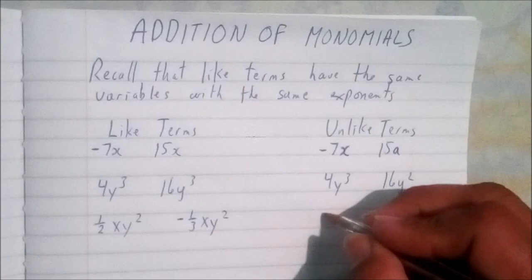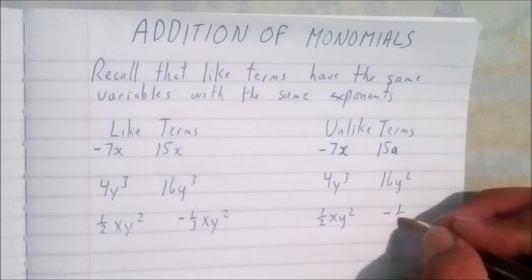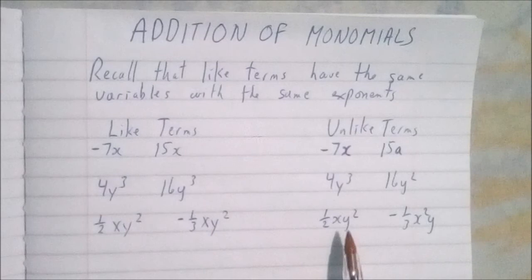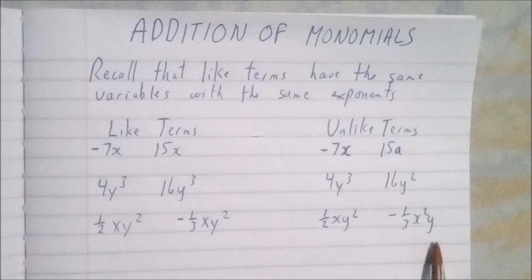Then we go to the fraction one. 1/2 xy squared and negative 1/3 x squared y. These are unlike terms. Why? Notice the power of the x here is 1. The power of the x here is 2. The power of the y here is 2. The power of the y here is 1. So they are unlike terms.